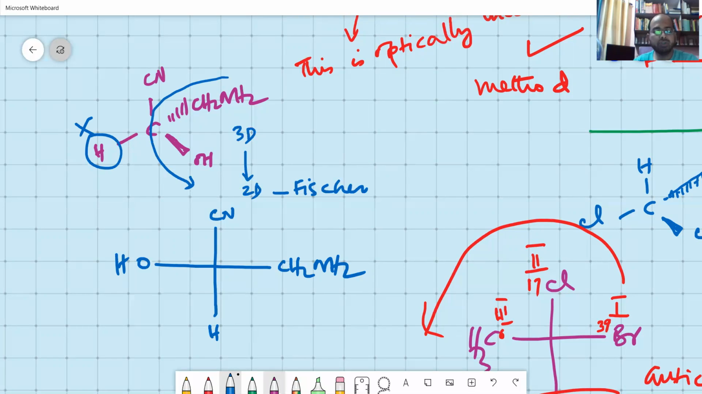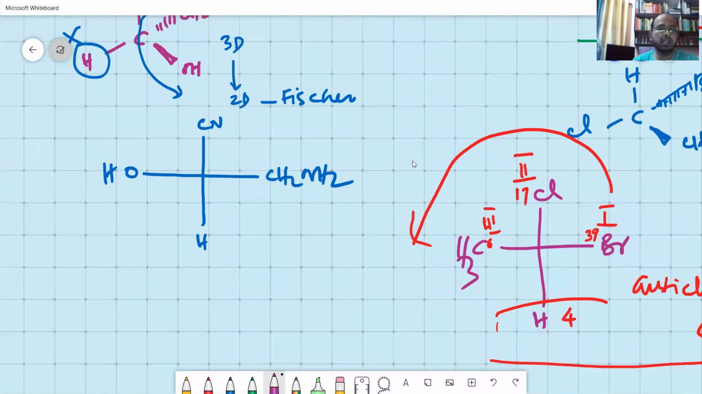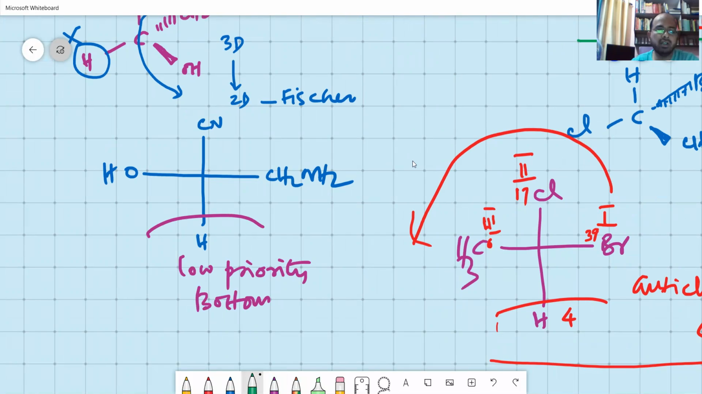Okay, you don't require any exchange. Why? Because hydrogen is also low priority as well as at the bottom. Now you have to set the priority. Priority is oxygen 8, carbon 6. This is also carbon 6. Okay. Now here is the most confusing thing.